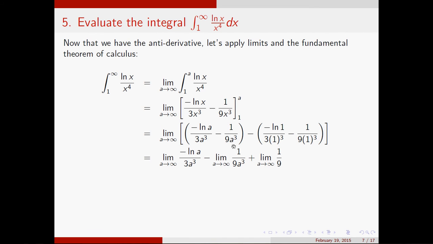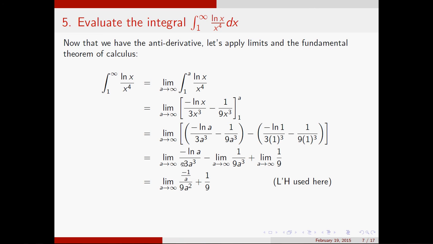The second one, the middle one, is the next easiest. As a gets really, really big in the bottom, this whole quantity is going to get really, really small. So that limit's going to go to 0. This one's a little bit more complicated. I'm not really sure what to do with it, but if I plug in infinity, I'm going to get a really big number in the top, a really big number in the bottom. That means I can use L'Hopital's rule. So this limit on the end becomes 1/9, this limit in the middle becomes 0.